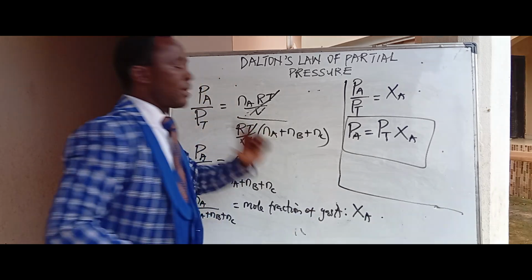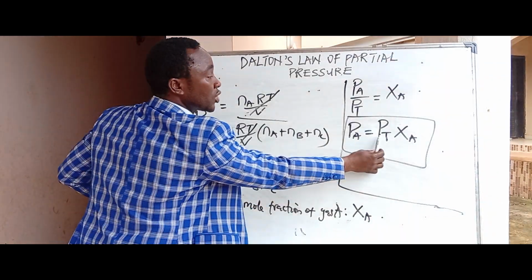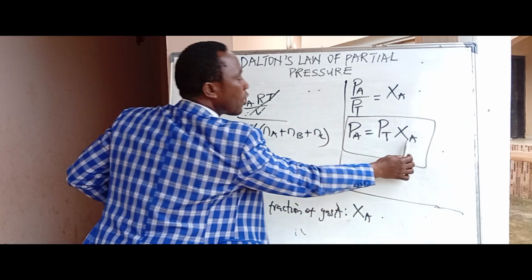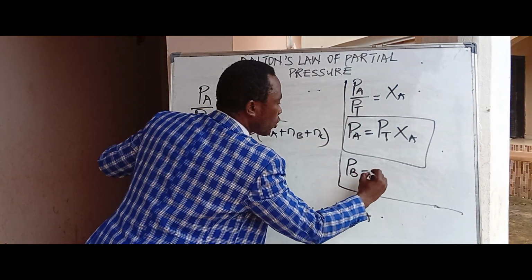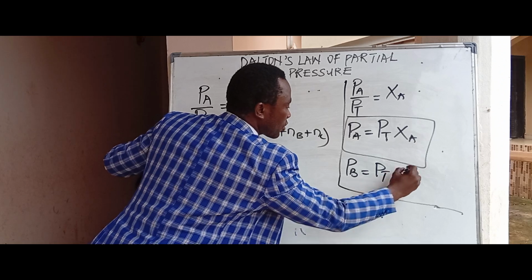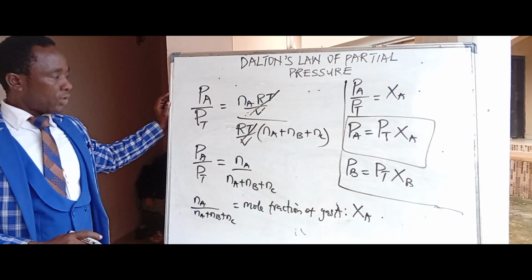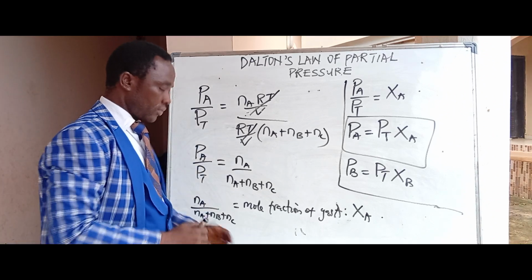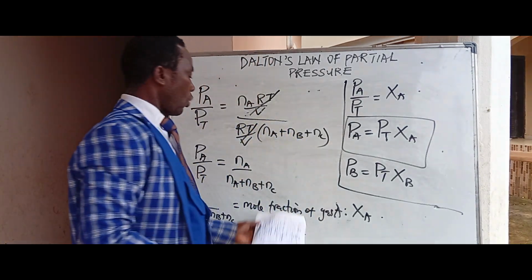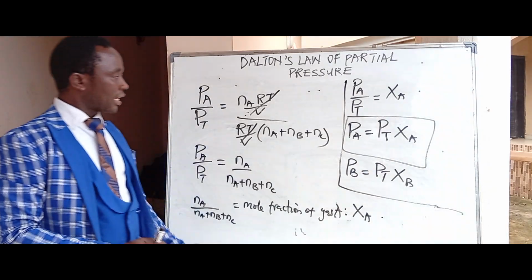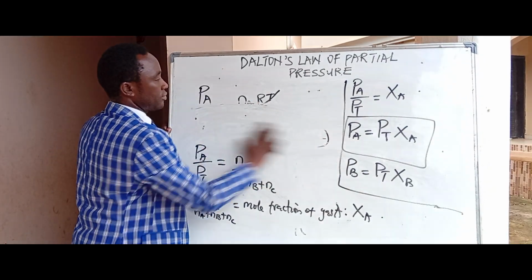So this is the same for all the gases. Partial pressure of gas A is equal to total pressure multiplied by mole fraction of gas A. Also, partial pressure of gas B will be equal to total pressure multiplied by mole fraction of B. The same thing holds for C. So it is important for us to note this. Now what we can do is take a question for partial pressure.